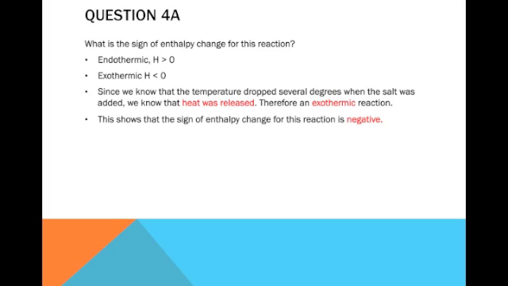Well, we know that for endothermic reactions, the sign of enthalpy change is always going to be positive, and for exothermic reactions, it's always going to be negative. Since we know that the temperature dropped, we know that heat was actually released, indicating it's an exothermic reaction. And since we know it's an exothermic reaction, we know that the change of enthalpy is negative.